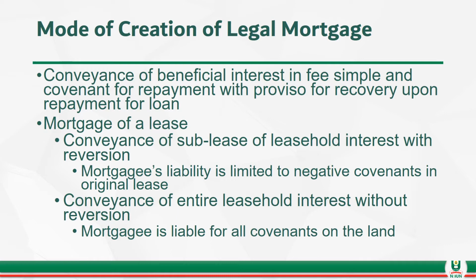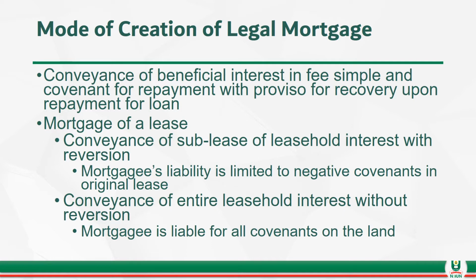And then you have the second type of mortgage, which is the mortgage of a lease. So it means that someone who is party to a lease, the lessee under a lease, wishing to borrow money from a third party can mortgage that lease in order to get the loan. And there are two types. You have the conveyance of a sublease with the reversion. So the mortgagor leaves no reversion for himself. The entire lease is conveyed or is sublet to the mortgagee.